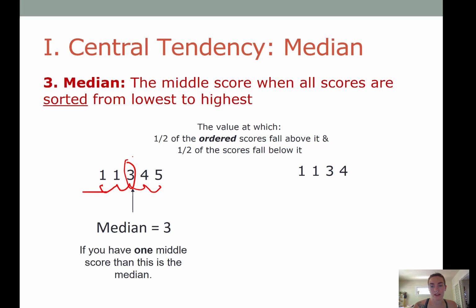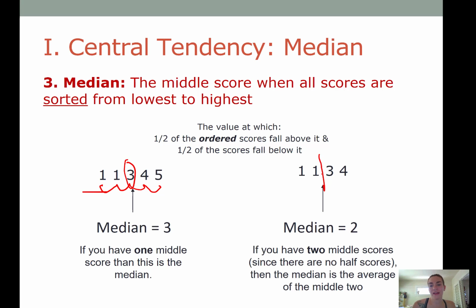That's really straightforward. If you only have 4 values or an even number of scores, then notice that the middle will be between 2 scores. So the middle of these 4 scores is between 1 and 3. So the middle being between 1 and 3 will be the average of those 2 scores. So we take the average of 1 and 3 to get a median of 2.